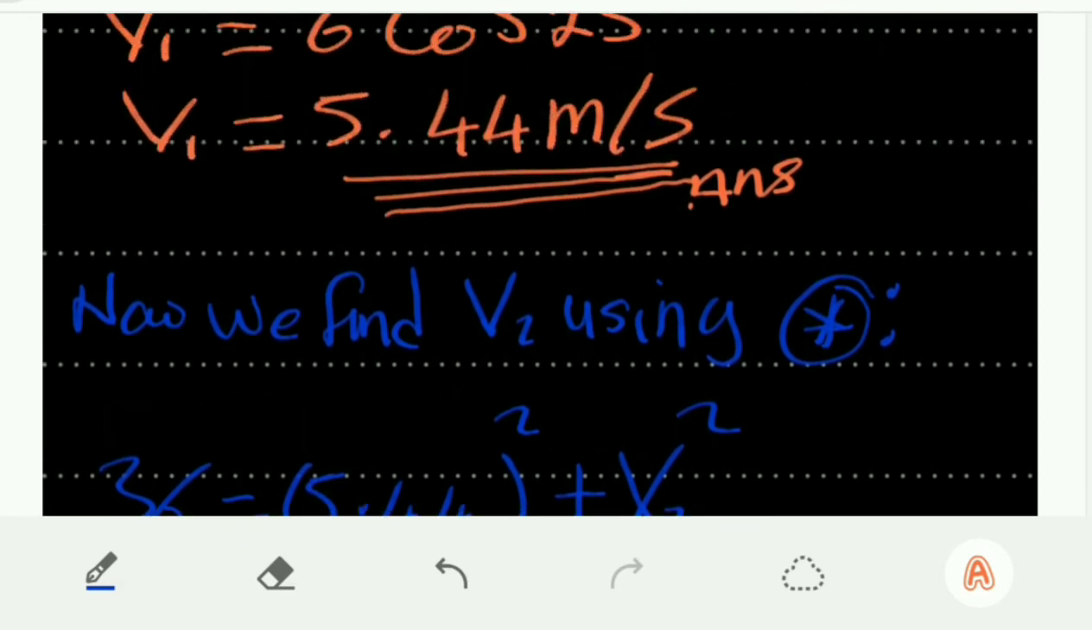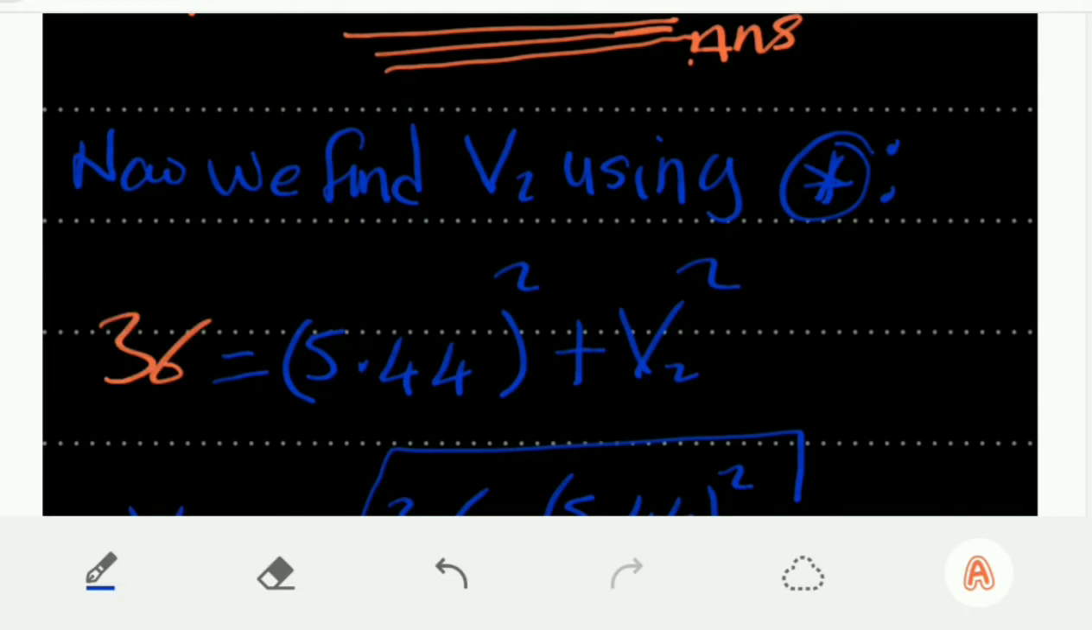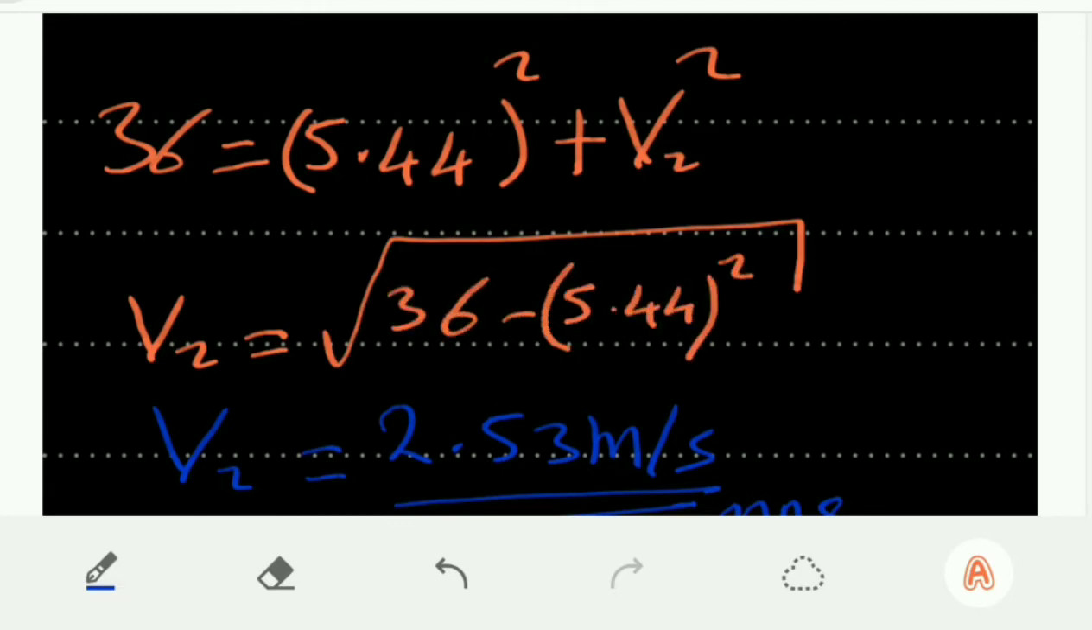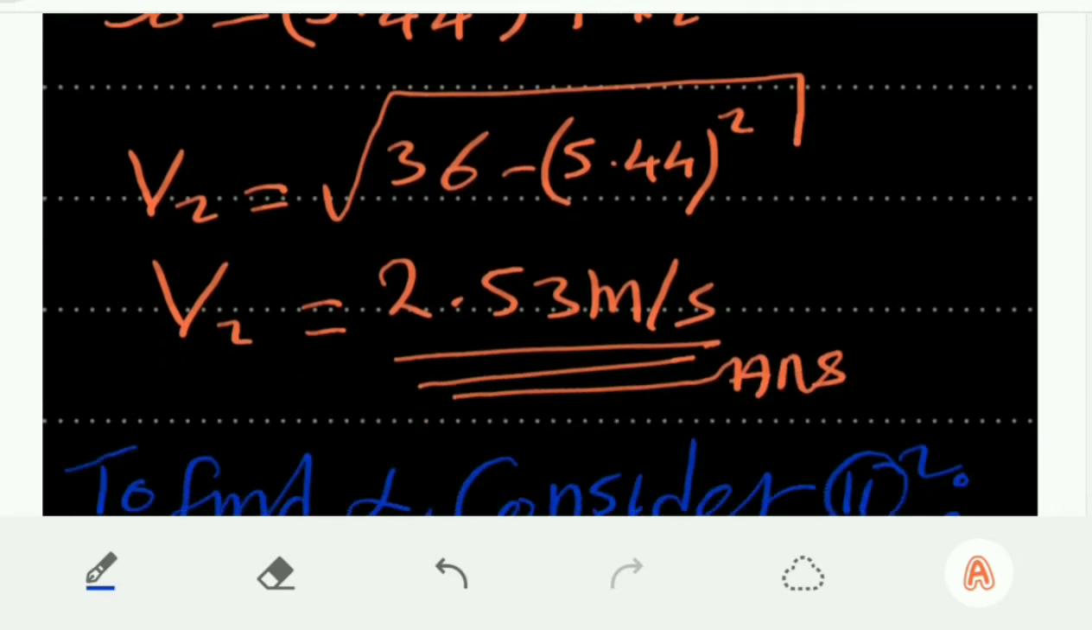We now find V2 using equation star. Then we have that 36 equals V1 squared plus V2 squared. So now it is very easy to solve for V2. We have that V2 is going to be the square root of 36 minus V1 squared, and then we have our V2 as 2.53 meters per second. Very easy. All right, very easy. So we have found V2 here.